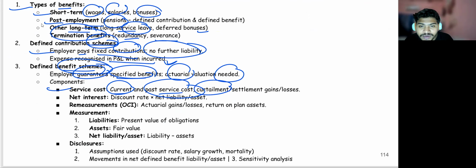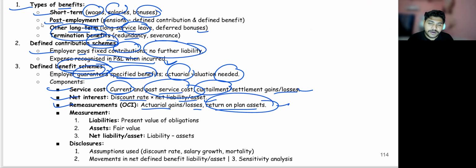There would be curtailment, settlement, or gains and losses. Net interest means the discount rate multiplied by the net liability or asset. Remeasurement means actual gains or losses, whatever return there is on the plan asset. For measurement, the liability should be the present value of the obligations, and the asset should be at fair value. The net asset or liability is basically the liability minus the asset.